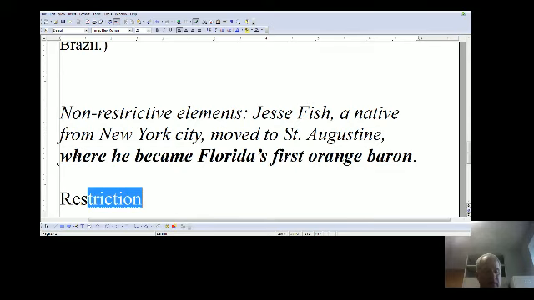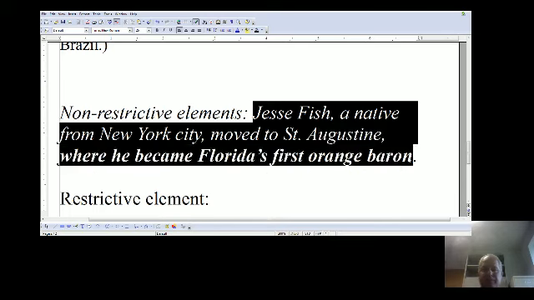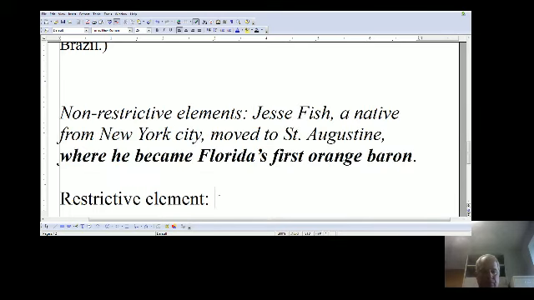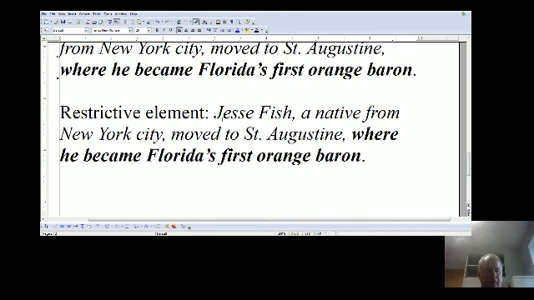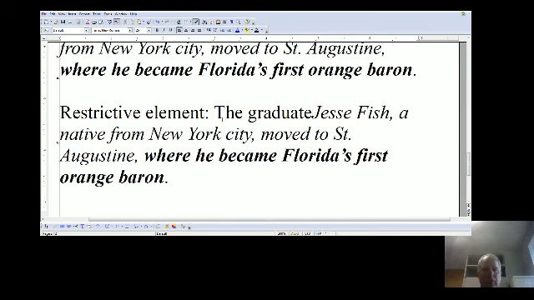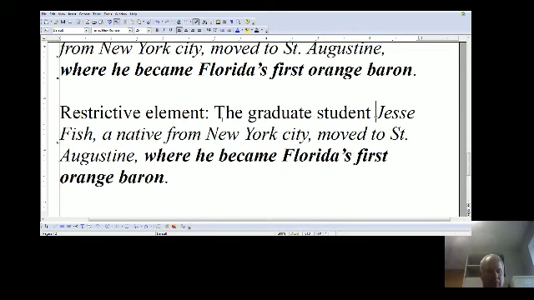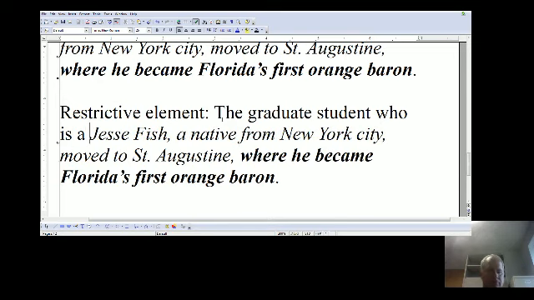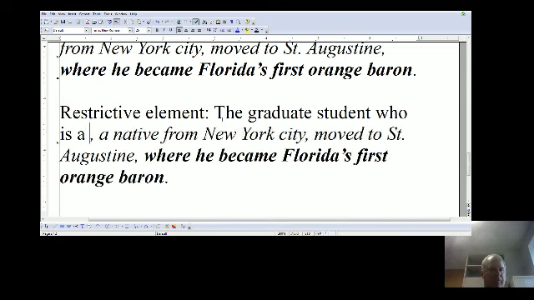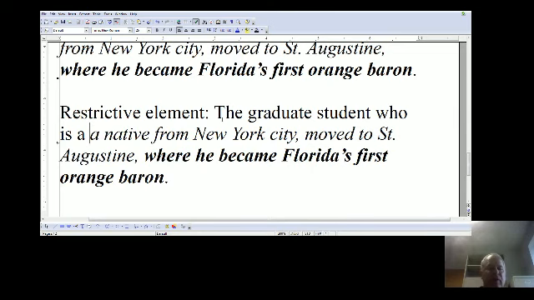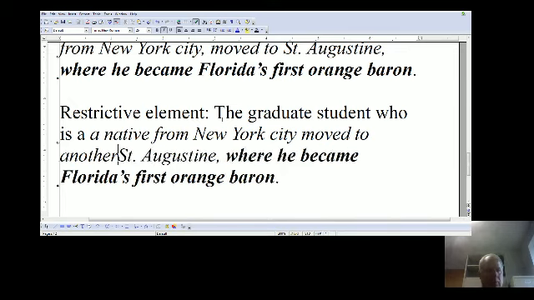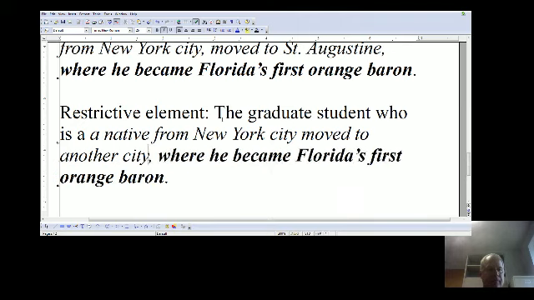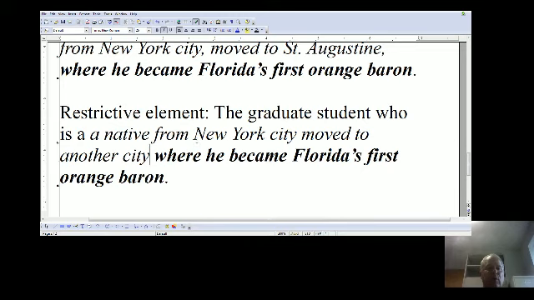So in conclusion to this particular video, I want to show you how we can take this idea and let's turn it into a restrictive element where we would not use commas. Right? So let's take the idea here and let's go here, and I might say the graduate student who is a native from New York City moved to another city where he became Florida's first orange baron.